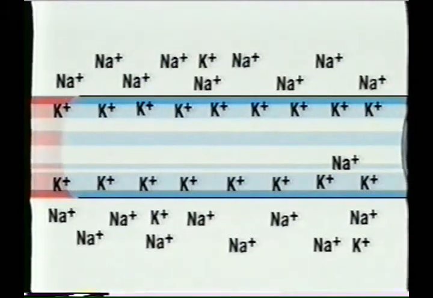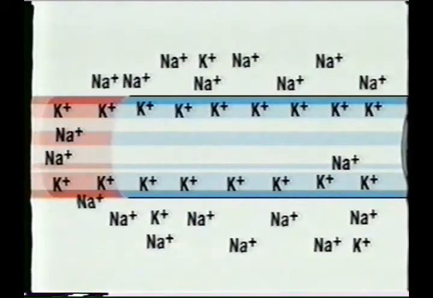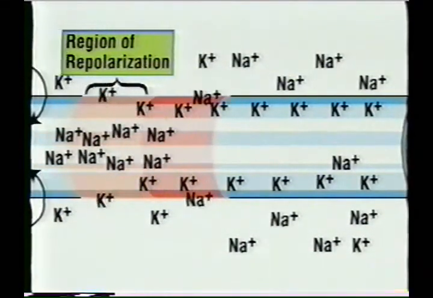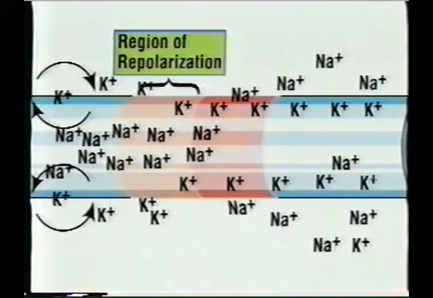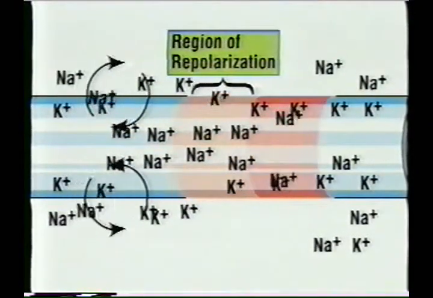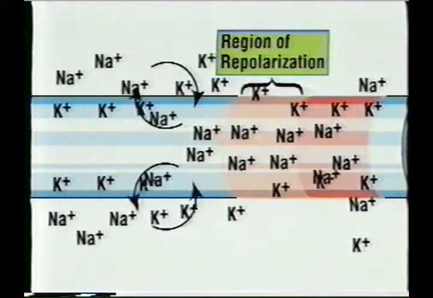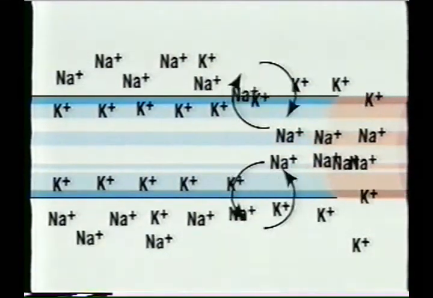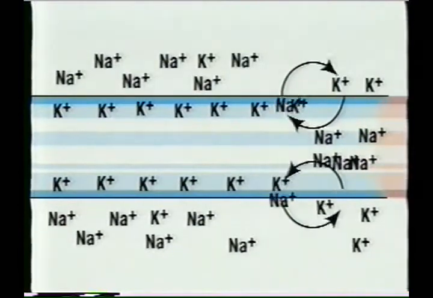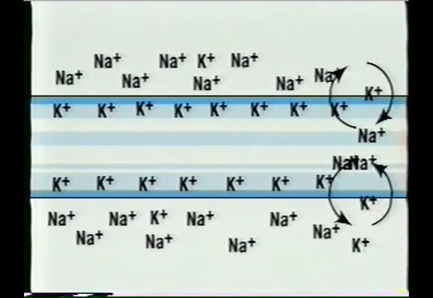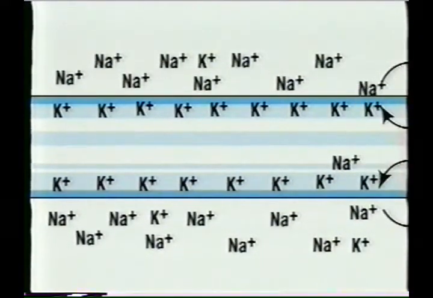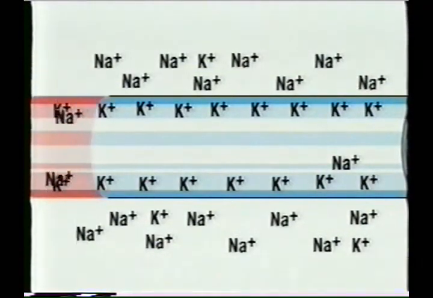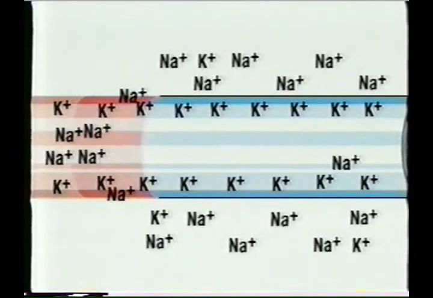After a slight time delay, the depolarization of the cell membrane causes the opening of voltage-sensitive potassium channels. The positively charged potassium ions diffuse out of the cell. Because the potassium ions are positively charged and diffuse out of the cell, the inside of the cell membrane becomes less positive. This is the process of repolarization. The voltage-sensitive sodium channels close during repolarization.